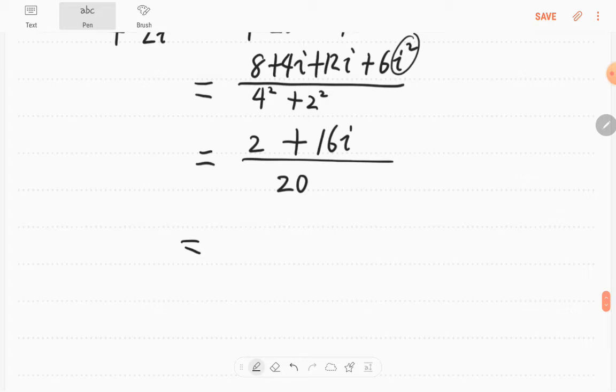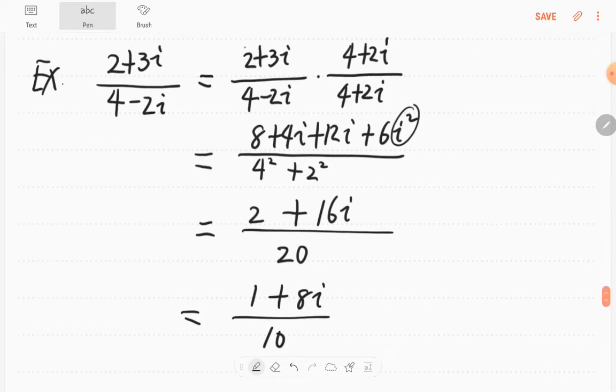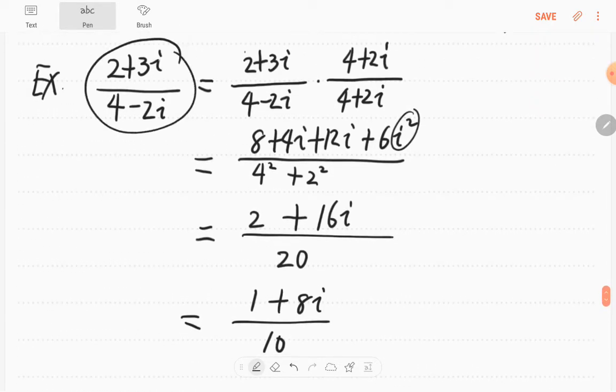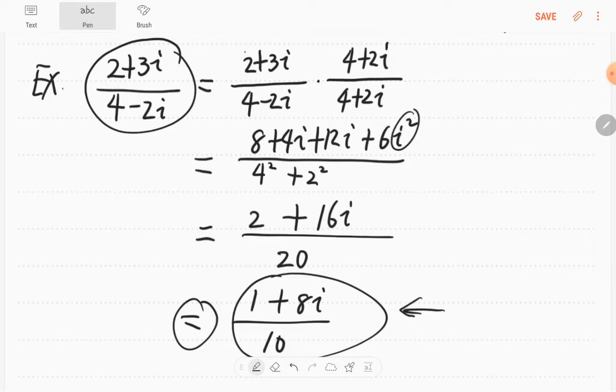Let's continue to simplify. There's a common factor 2 on the top and the bottom, so we divide by 2 on the top and the bottom. So it becomes 10 in the denominator and 7 plus 8i in the numerator. So you can see this number is actually equal to the original number, right? These two numbers are the same, but for this new result, our denominator is a real number, right?